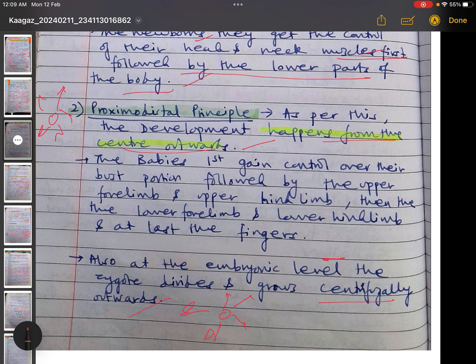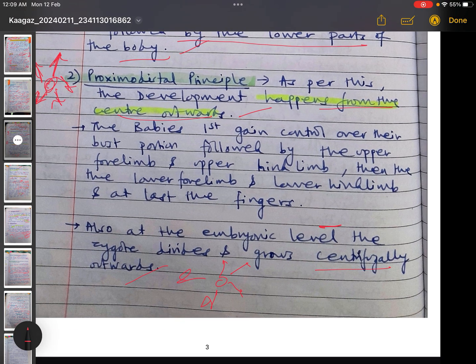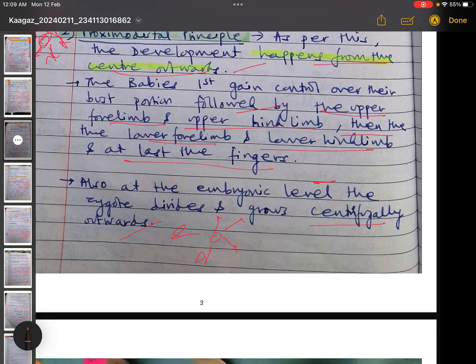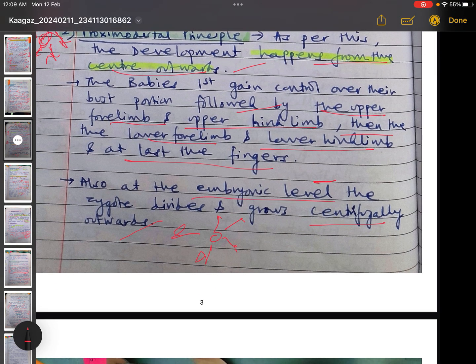In this, the development happens from the center. From the center, it radiates out. So the babies first gain control over their bust portion, followed by the upper forelimb and the upper hind limb, and then the lower forelimb, lower hind limb, and at the last the fingers. Also, at the embryonic level, the zygote divides and grows centrifugally outside.